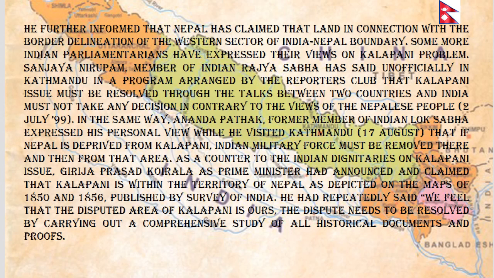As a counter to the Indian dignitaries on the Kalapani issue, Girija Prasad Koirala, as Prime Minister, had announced and claimed that Kalapani is within the territory of Nepal as depicted on the maps of 1850 and 1856 published by the Survey of India. He had repeatedly said, "We feel that the disputed area of Kalapani is ours. The dispute needs to be resolved by carrying out a comprehensive study of all historical documents and proofs."